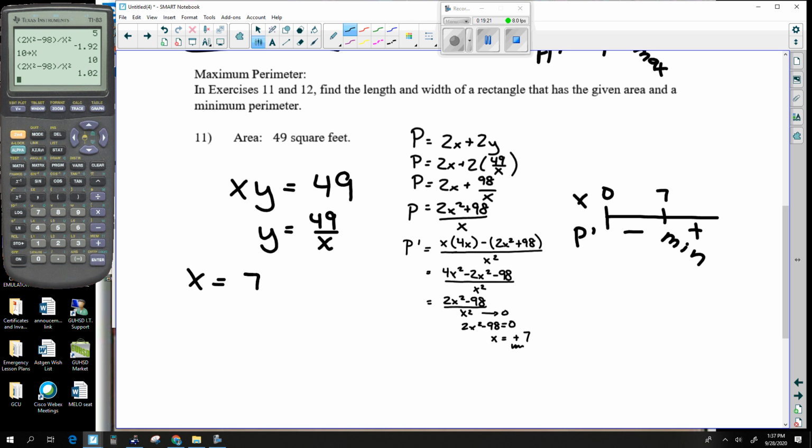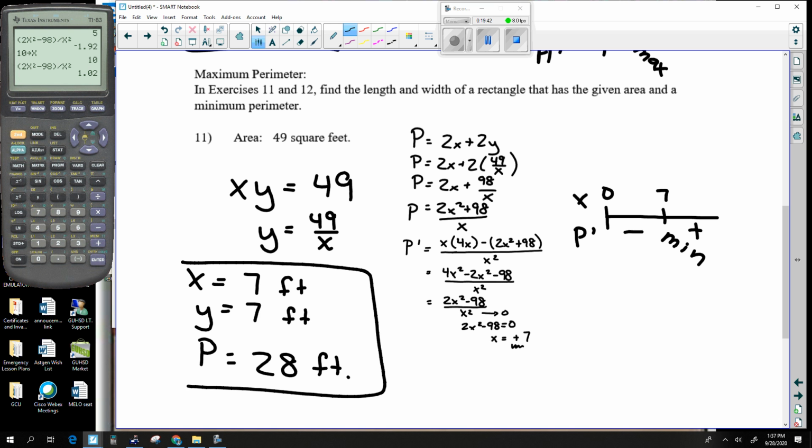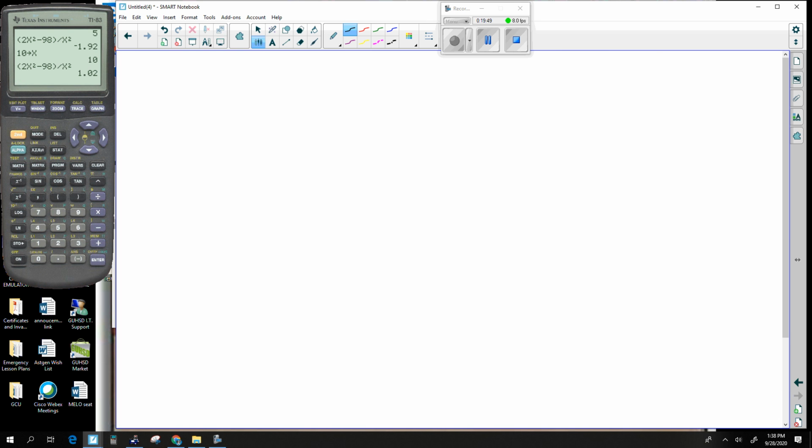So the x is 7, the y is 7, and the perimeter would be, thus the perimeter would be 2x plus 2y, 14 plus 28. That's still feet. That's what the perimeter is. That's it.